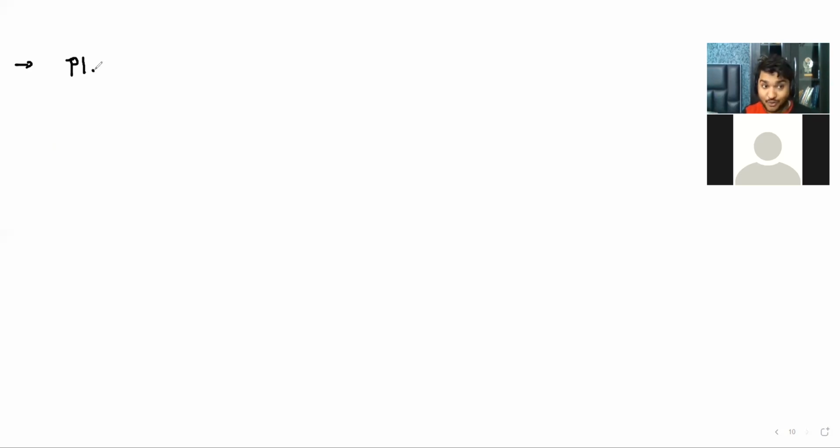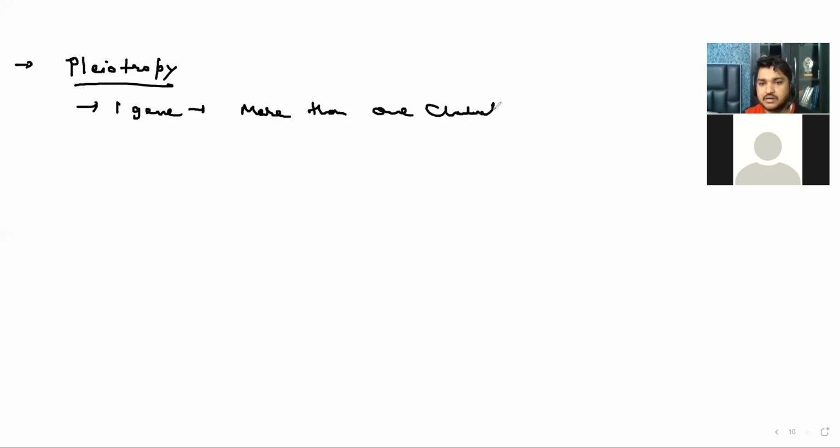Okay. So we have the pleiotropy. So pleiotropy simply means when one gene is controlling more than one character, right? So actually, I'm going to show you.